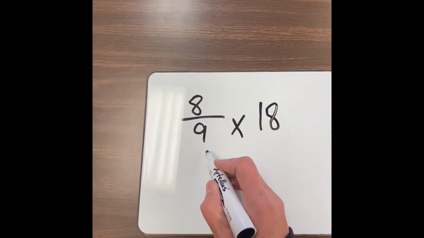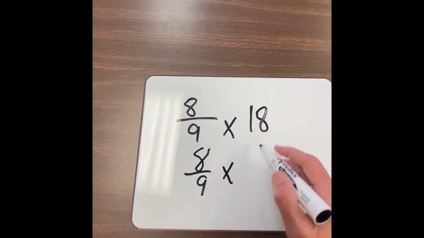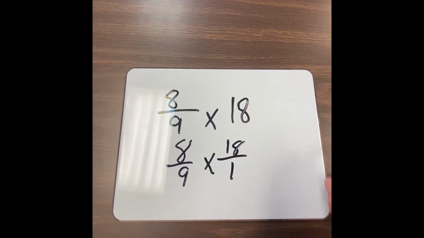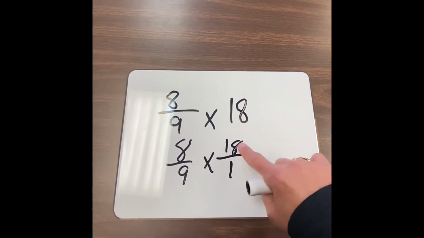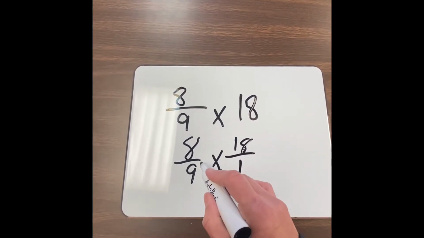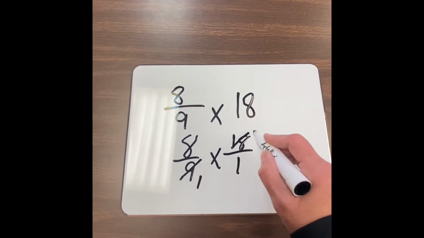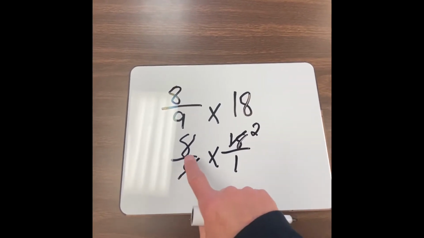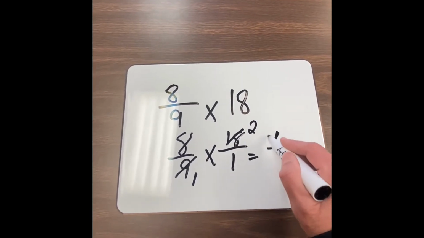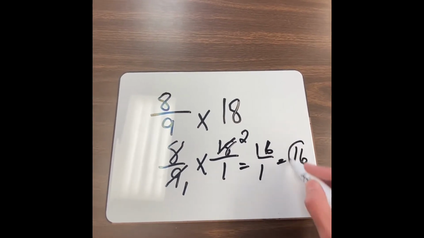Okay, so let's look at it. 8/9 stays as 8/9. What did we say can go underneath the 18 to turn it into a fraction? 1. Okay, can 9 go into 18? Is 9 a factor of 18? Yes, so we can: 9 divided by 9 is 1, 18 divided by 9 is 2. So now we multiply across. 8 times 2 is 16 over 1, which would equal 16 as your answer.